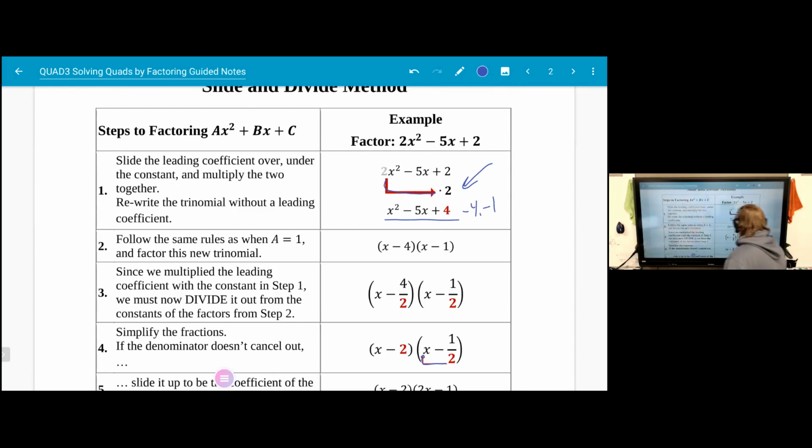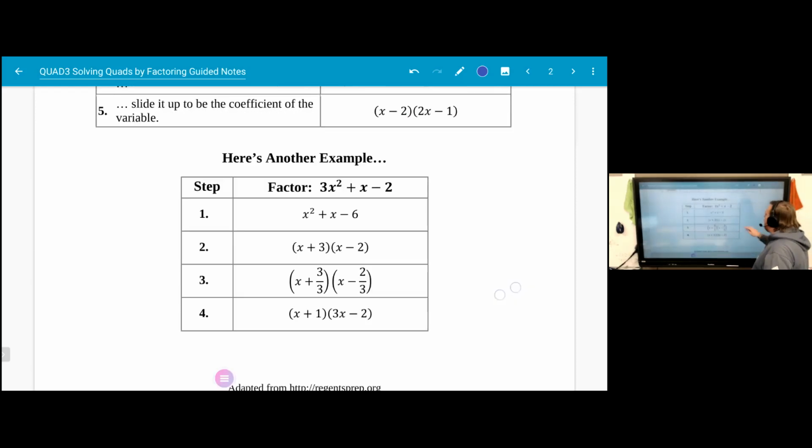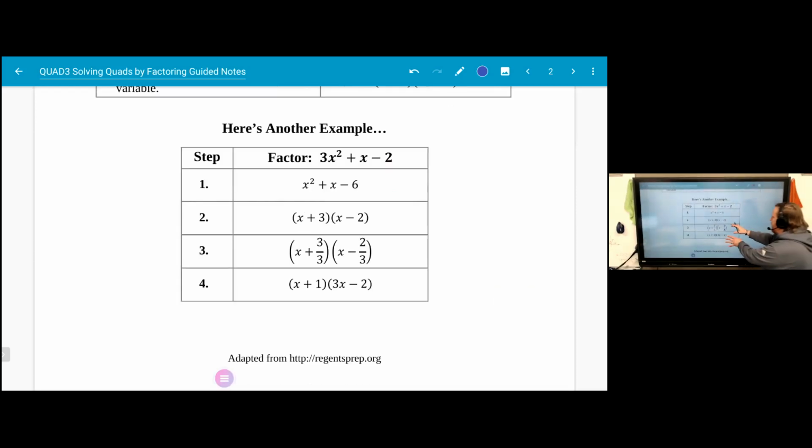Let's take a look. We're going to do one together here: 3x squared plus x minus 2. I know it's there, but we're going to do it together. I'm going to slide this 3 down to the end to get x squared plus x minus 18. Remember, 3 is what we slid down. Oh, I'm sorry, 6. I'm trying to multiply this one. Minus 6. What multiplies to negative 6, but adds to, again, if it's just plain x, that's like 1x. So what multiplies to negative 6 but adds to positive 1? Well, that's positive 3 and negative 2.